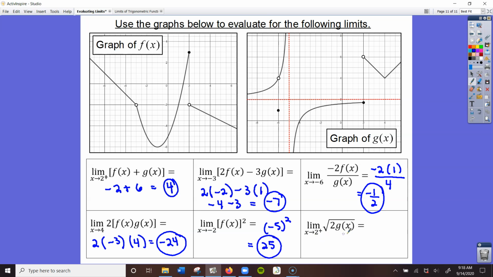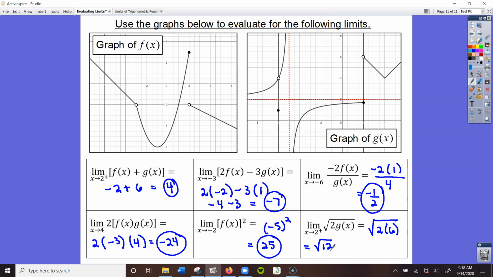And finally, for this last one here, we have the limit as x is approaching 2 from the right of the square root of 2 times g of x. And now I'm going to find that limit value for g of x. So I go to g of x, 2 from the right, so that's the 6. So this gives me the square root of 2 times 6, which is the square root of 12.